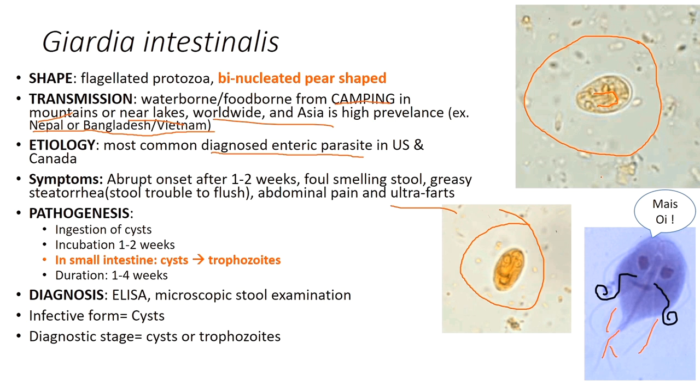How do we diagnose this? Well, pathogenesis first off, in the small intestines you'll have cysts and trophozoites, but we can do ELISA, we can do stool examination, we can see the diagnostic stage, which is your cyst or trophozoites within that stool. So that's how we can diagnose that.